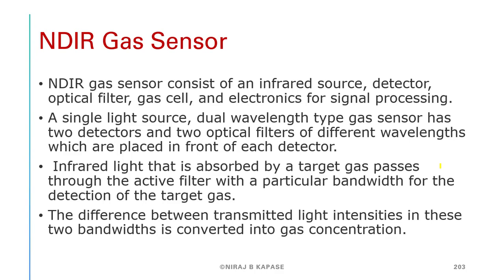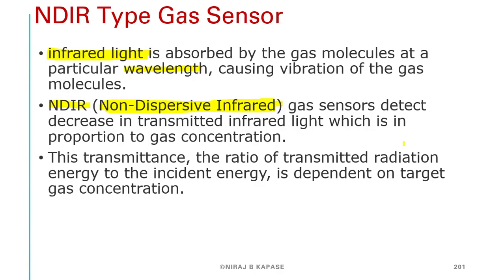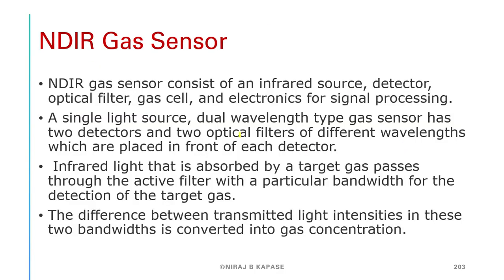Now, details about the NDIR, the non-dispersive infrared gas sensor. An NDIR gas sensor consists of an infrared source, as we have seen, and a detector inside it. It also uses an optical filter, a gas cell, and electronics for signal processing. A single light source with a dual wavelength type of gas sensor has two detectors with two optical filters of different wavelengths, which are placed in front of each detector.